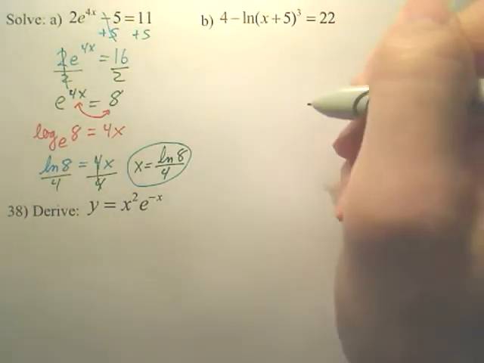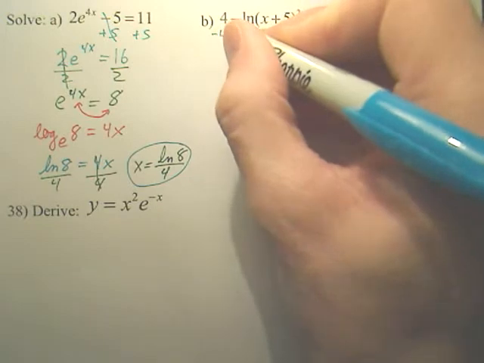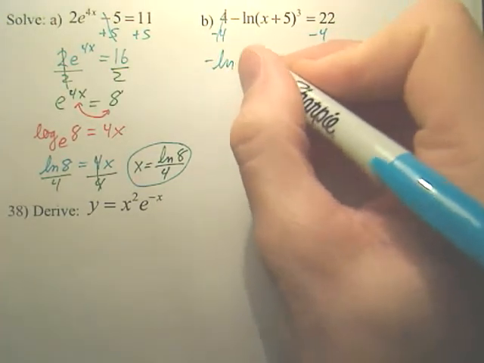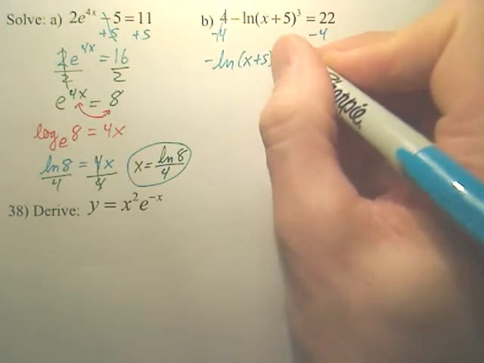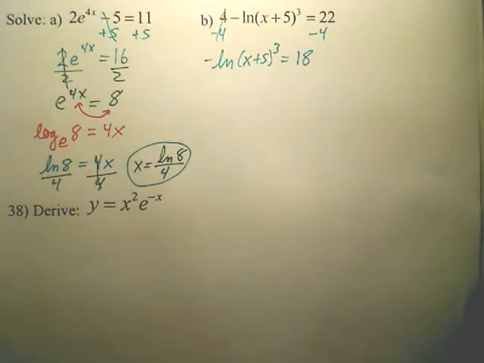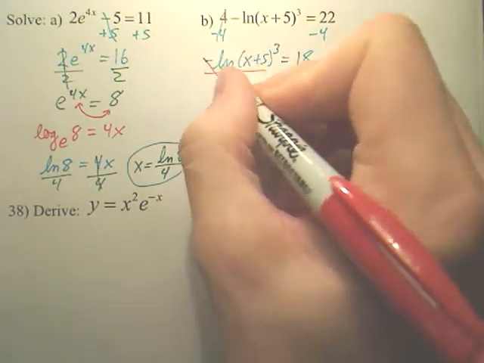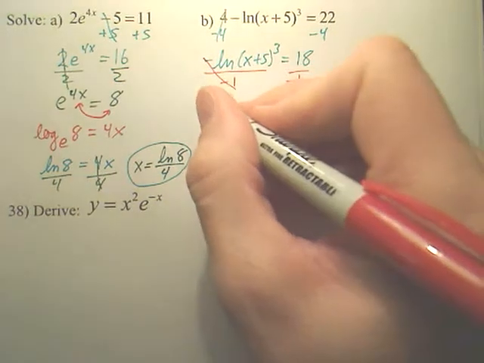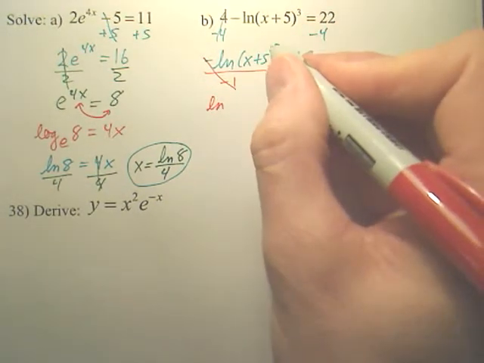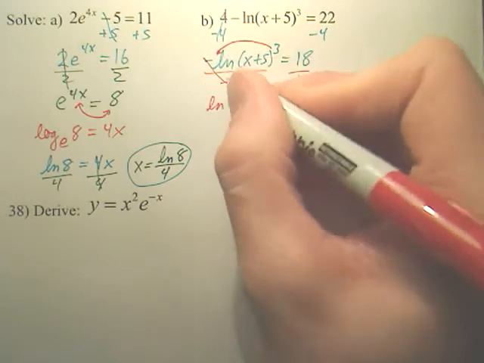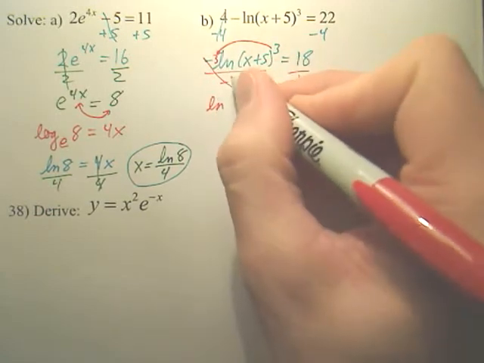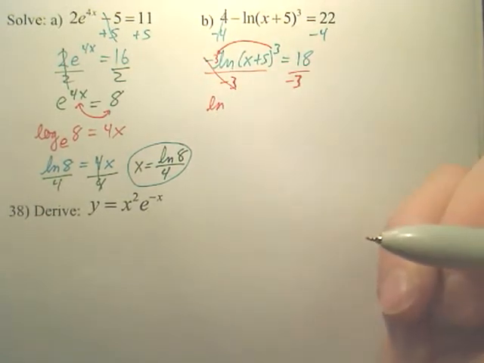Now, for this, we want to get the ln by itself, so we're going to minus the 4 over. So you got negative ln of (x plus 5) cubed equals 18. Divide by negative 1. We now have ln. Oh, wait. Before we do that, let's actually take this 3, put it out front. Okay? So we put a 3 right here, and then divide by negative 3. That might be easier. Got it?